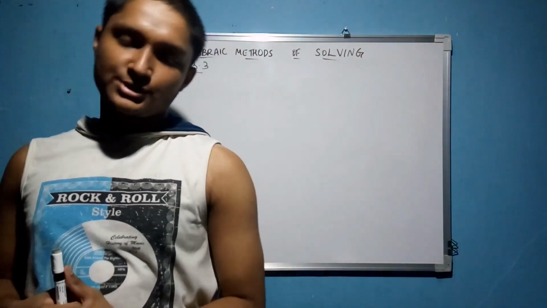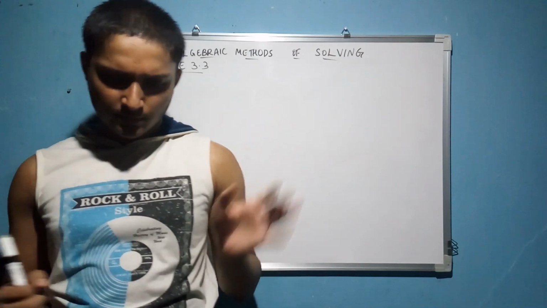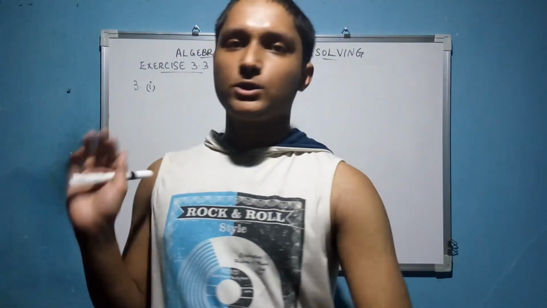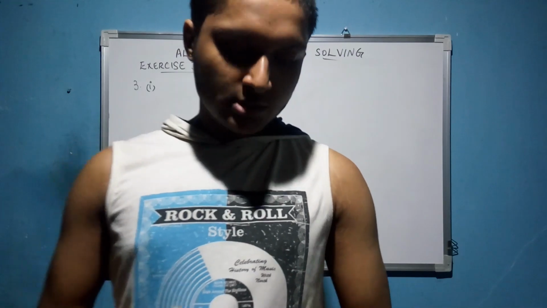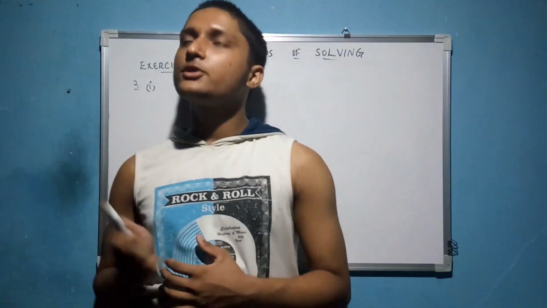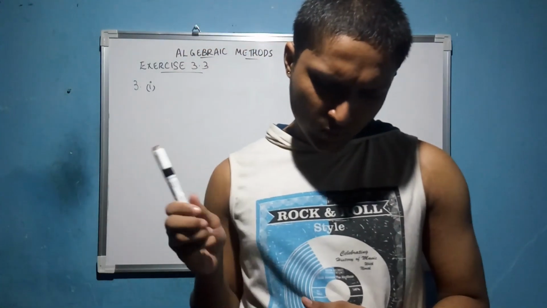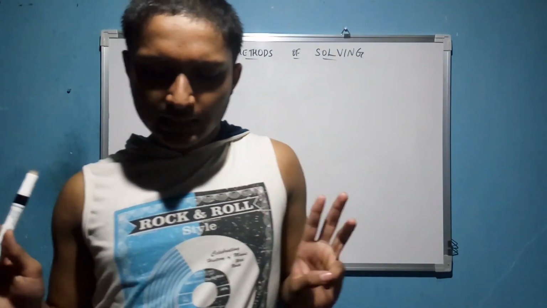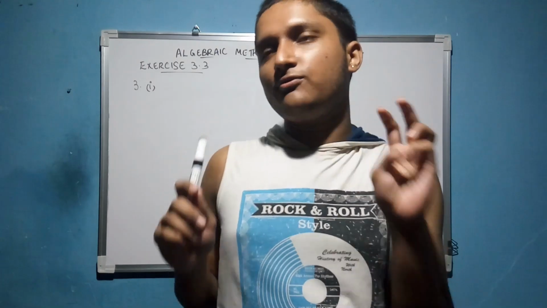Now we have the third question. Third question is all about statement problems. You need to form the equation and then solve it by substitution method, because we have learned only substitution method till now. So you have a question here. The first question is, the difference between two numbers is 26 and one number is 3 times the other. You need to find the two numbers.